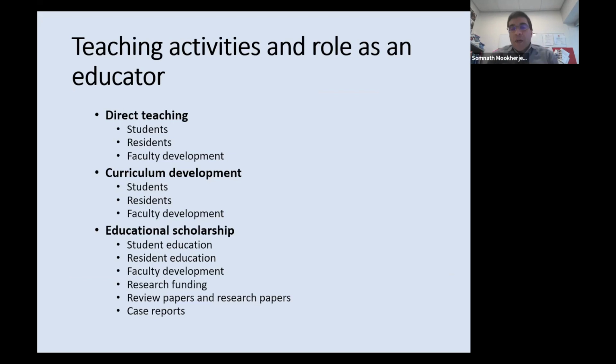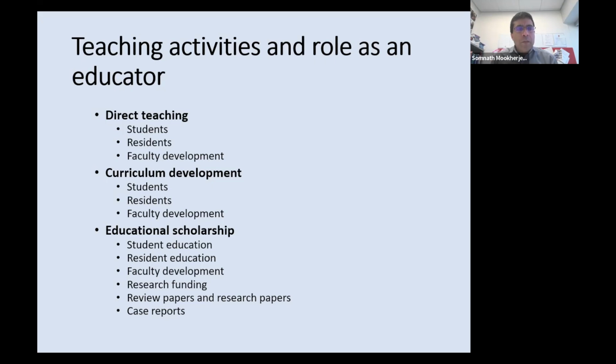So I recommend, as you think about this really broad concept of teaching activities and role as an educator, and I think this is partially because this is how I think, I have to compartmentalize and break things down. Otherwise, I'm going to miss stuff and I'm not going to know what goes where. So this is how I broke down this section.